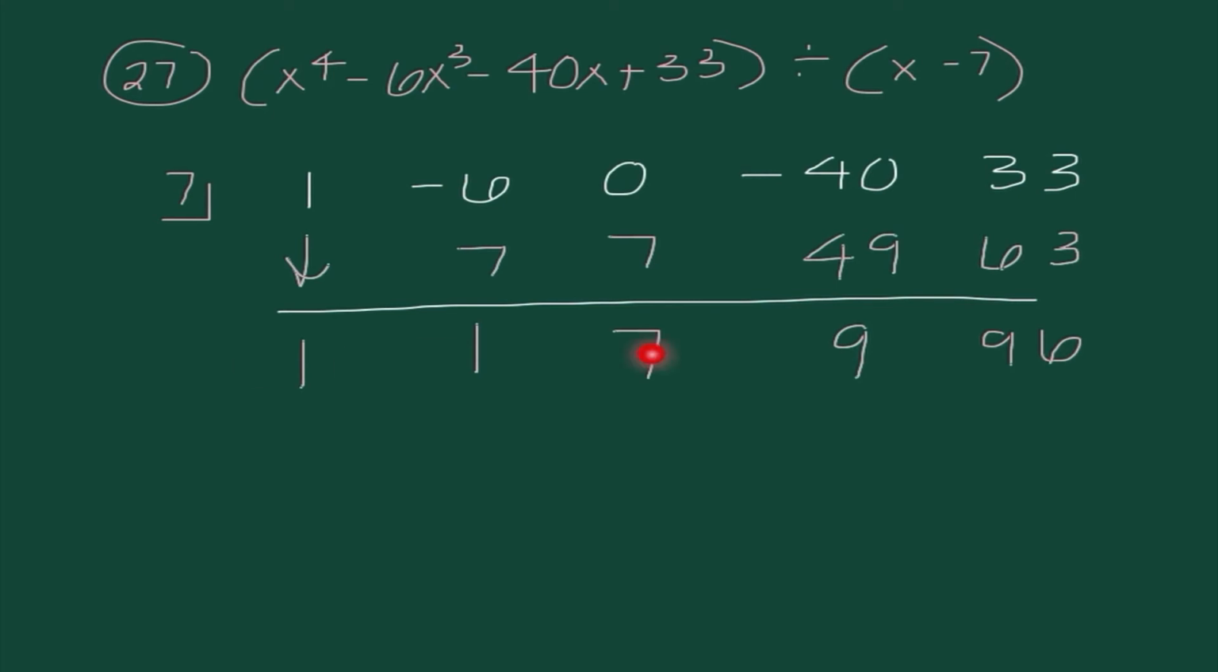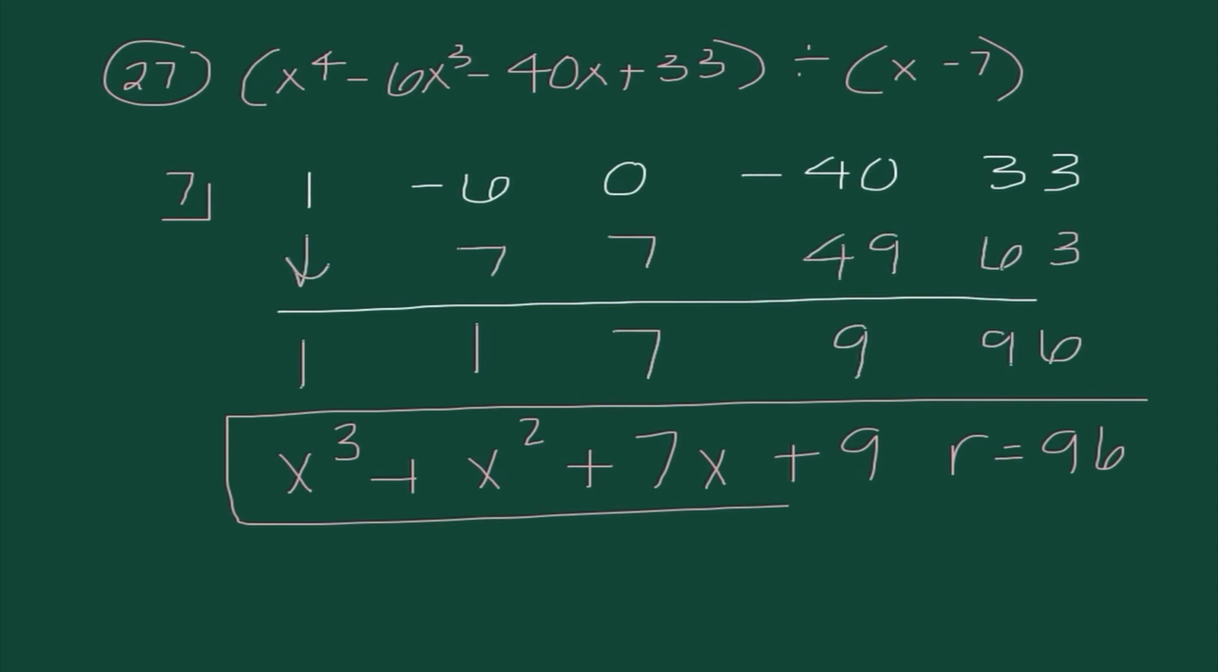So we know that this starts 1 degree lower than our original polynomial. So this is going to be x cubed plus x squared plus 7x plus 9. My remainder is 96. Okay, if we'd used long division on this problem, I would end up getting the same exact answer.